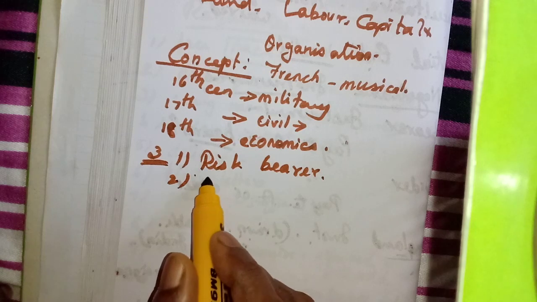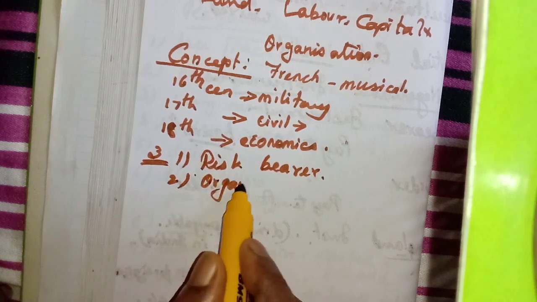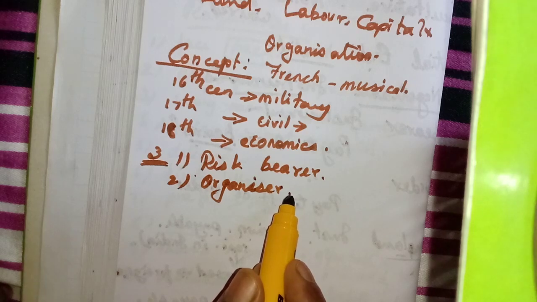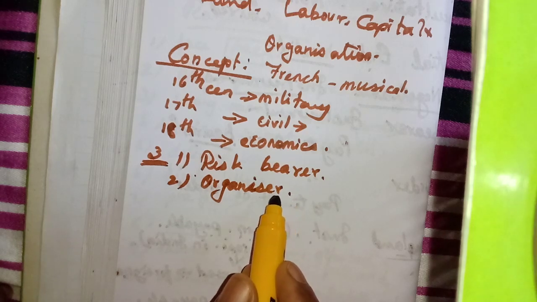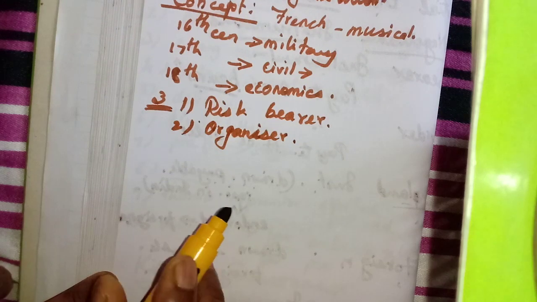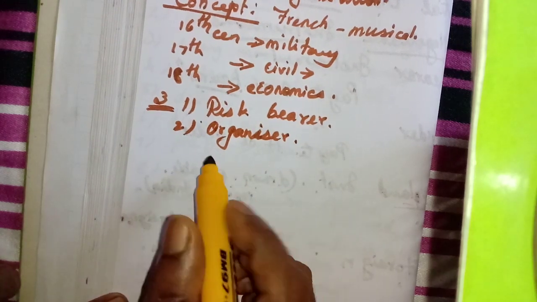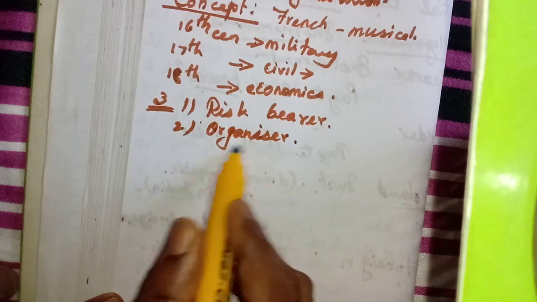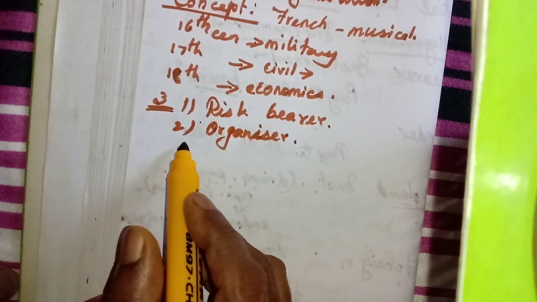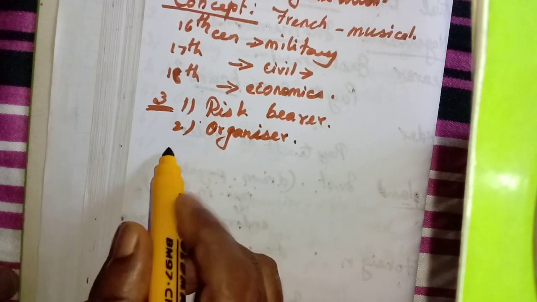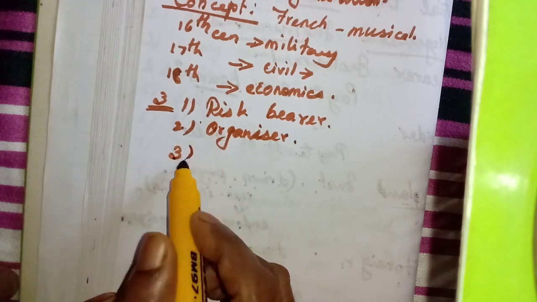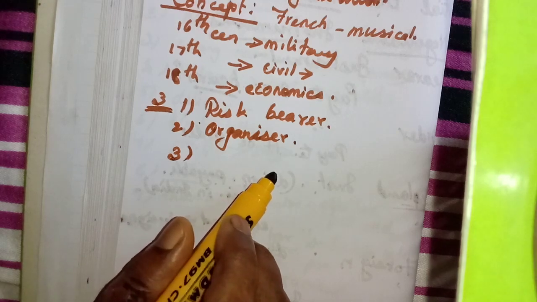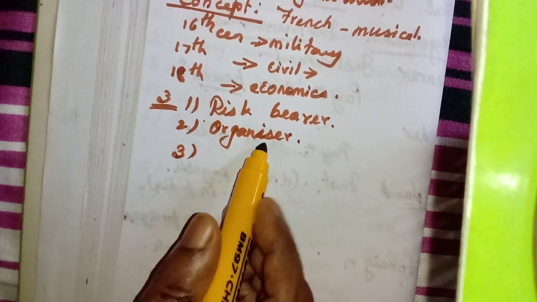And the next one, he is the organizer. He has to organize all the other factors of production, or he has to supervise whatever problems arise, or any misfortune, or any obstacles, he has to face. He has to organize all the activities. He cannot just avoid all these problems. So he has to organize. So he is an organizer.